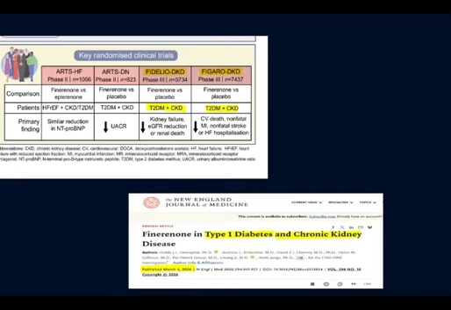FIGARO mainly dealt with cardiac patients and cardiovascular outcomes. Again, the study population was type 2 diabetes with chronic kidney disease. They showed a decrease in cardiovascular death, non-fatal myocardial infarction, non-fatal stroke, or heart failure hospitalization.